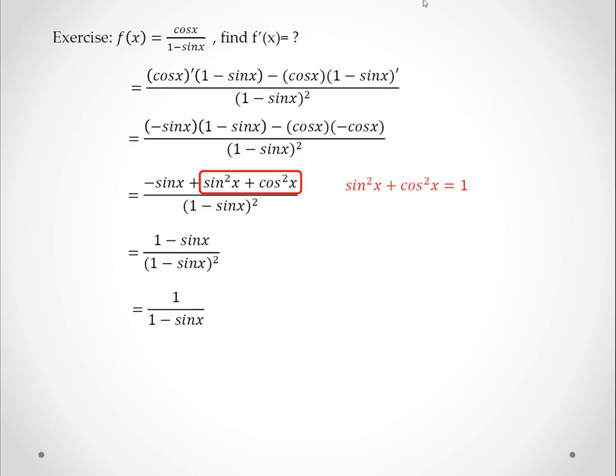So we simplify the expression, which is equal to minus sine x plus sine x squared plus cosine x squared, divided by 1 minus sine x squared. We know from trigonometry that sine x squared plus cosine x squared is equal to 1. Therefore, the expression can be further simplified. It is equal to 1 minus sine x divided by 1 minus sine x squared. Divide the top and bottom by 1 minus sine x, we get 1 divided by 1 minus sine x.